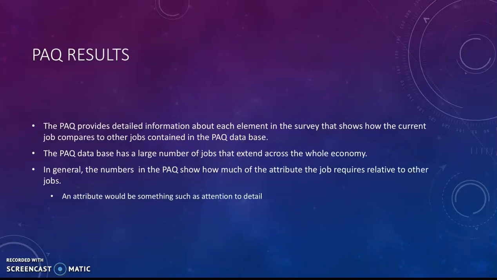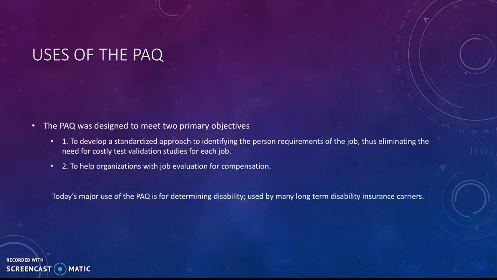The PAQ provides detailed information about each element in the survey that shows how the current job compares to other jobs contained in the PAQ database. The PAQ database has a large number of jobs that extend across the whole economy. In general, the numbers in the PAQ show how much of the attribute the job requires relative to other jobs, an attribute being something such as attention to detail.